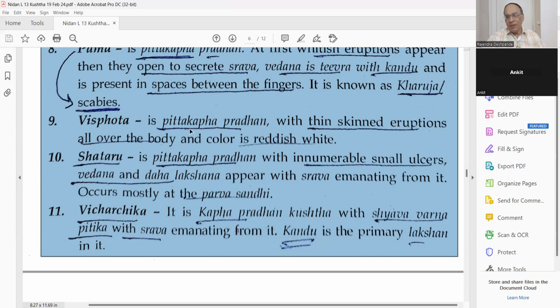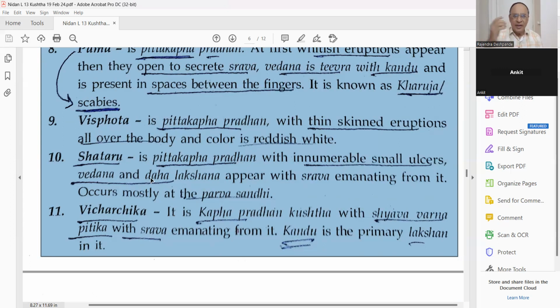Vispotha is Pitta Kapha Pradhan, with thin-skinned eruptions all over the body, and the color is reddish white. Then Shataru. This is innumerable, hundreds. Pitta Kapha Pradhan, innumerable small ulcers, Vedana and Dah are present. Small hole-like structures, sinuses, are formed. Like carbuncle. I can give you the example of diabetic carbuncle, which is like a Shataru.